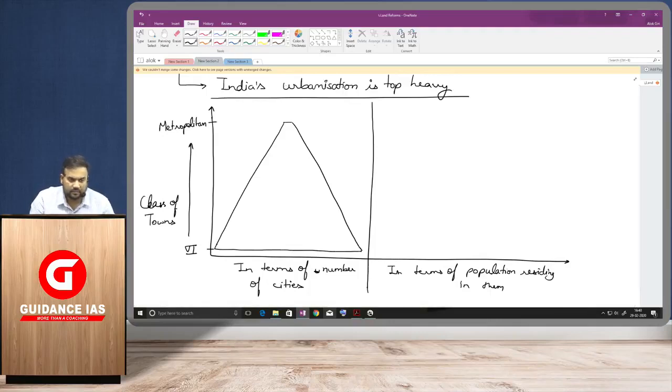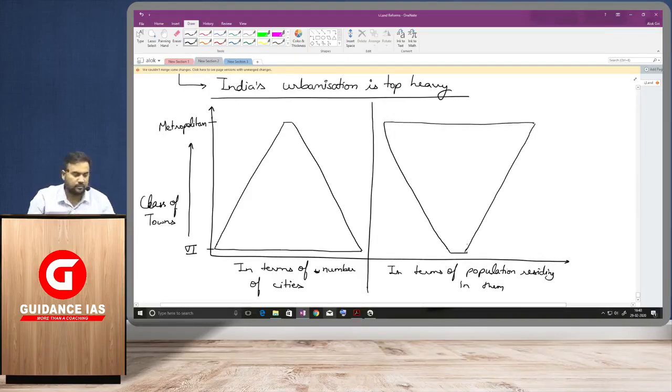There is an upright triangle, but can I say when it comes to the population size, our triangle becomes what? Inverted. अभी जो हमने देखा उसको हम क्रिएटिवली इस तरह से दिखा सकते हैं. ठीक है, on one side in terms of number of towns the triangle is upright. In terms of population residing in them we find it is what? It is inverted triangle. ठीक है, so this is one big problem that our India's urbanization has been facing.